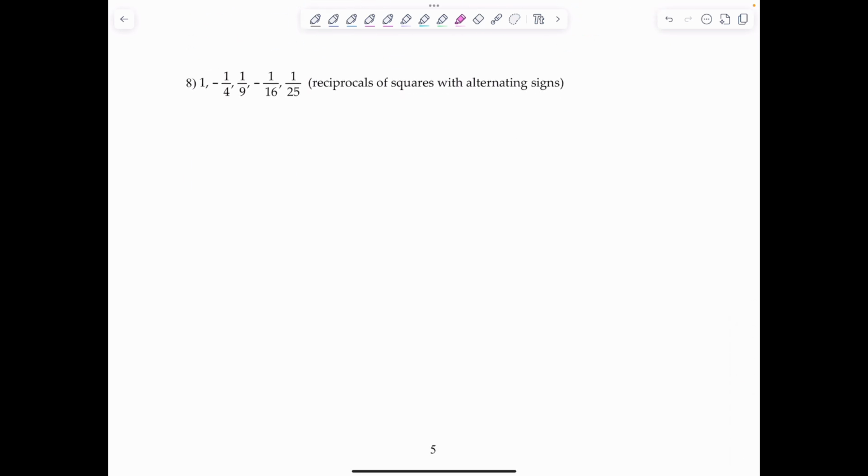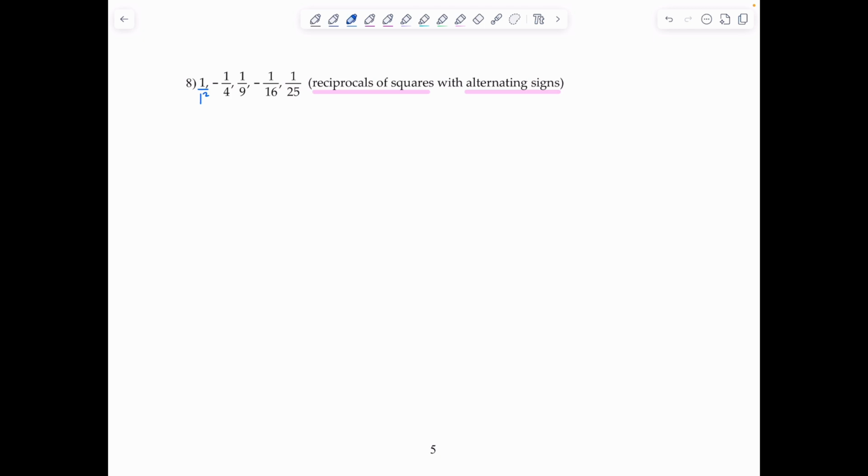Okay, here's another one. 1, negative 1/4, 1/9, negative 1/16, 1/25. And then look at this, they're holding your hand. They feel so bad for you. Reciprocals of squares, with alternating signs. Yeah, we gathered as much that it was alternating. They want you to notice that we have perfect squares in the denominators. Yes, this is 1 over 1 squared, 1 over 2 squared, 1 over 3 squared, 1 over 4 squared.